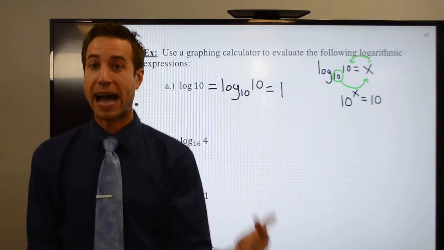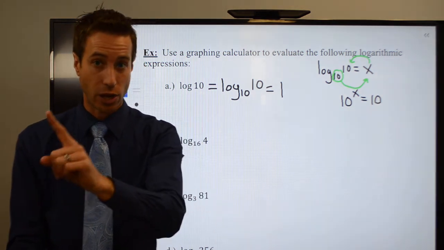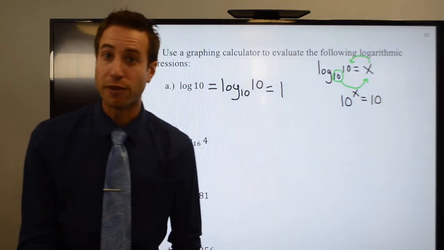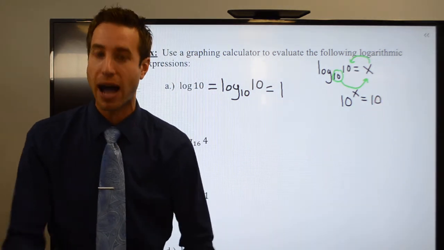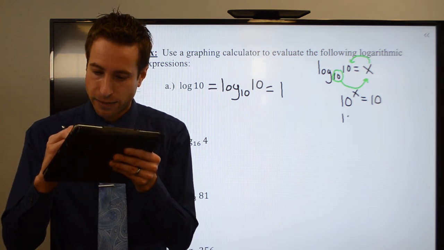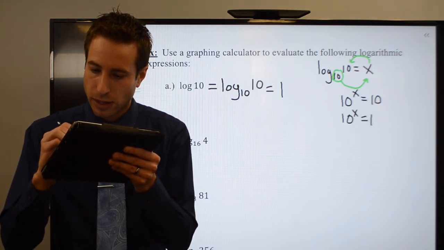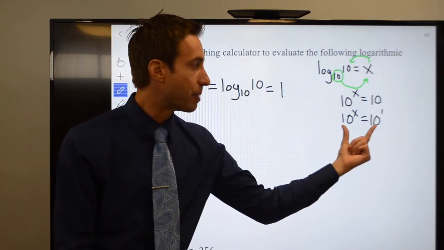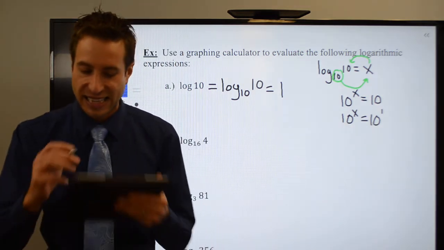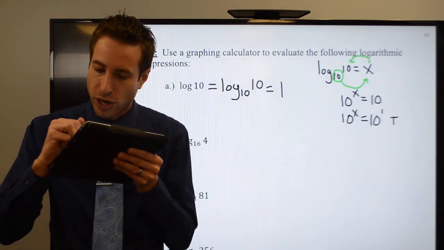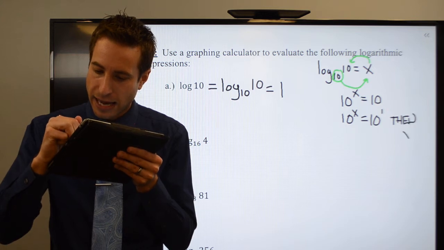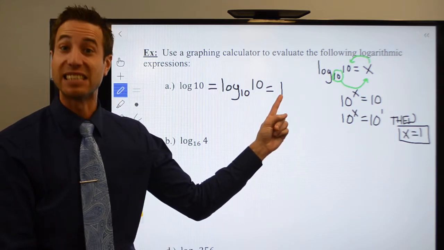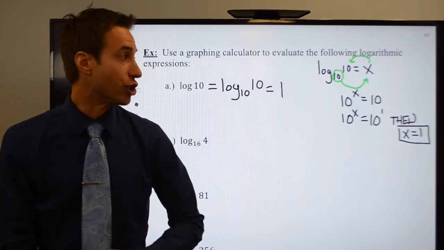Now, this goes back to the previous section. Remember, 10 is the exact same thing as 10 to the first. This 10 is raised to an implied first power. So 10 to the x is equal to 10 to the first. And we saw in section 2 of this chapter, whenever the bases are the same, you can set the exponents equal to each other. Then x is equal to 1, which is exactly what our calculator just told us.